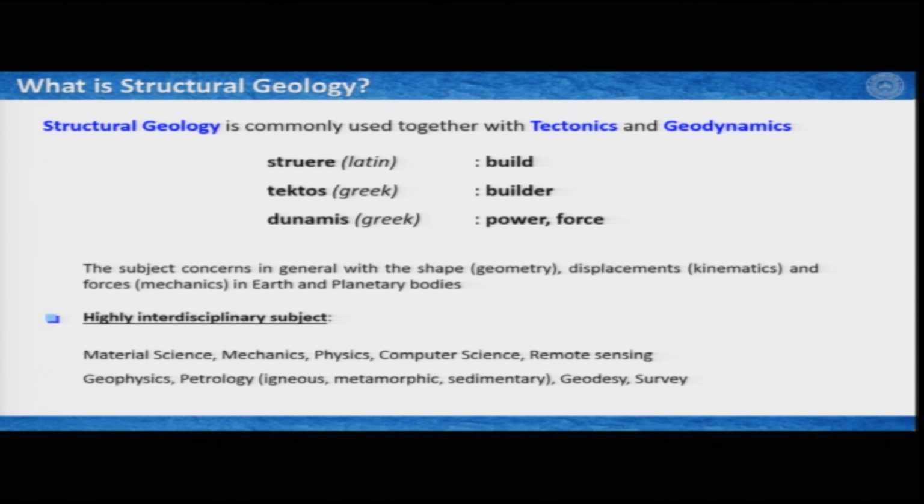Now, interestingly, if you have these terms geometry, kinematics and mechanics, you can certainly comprehend the fact that the subject is highly interdisciplinary, and it is indeed. We take assistance, help and collaborate actively with people from material science, mechanical engineering, physicists, computer science and remote sensing. Within the broader umbrella of earth sciences, we also collaborate with geophysicists, petrologists, igneous, metamorphic and sedimentary domains. We also take active help from survey people, and of course, nowadays we are also taking people from geodesy on board. So, this interdisciplinary nature of this subject makes it highly broad, and in overall geology it makes it a complete science topic together with physics, chemistry, maths and biology.